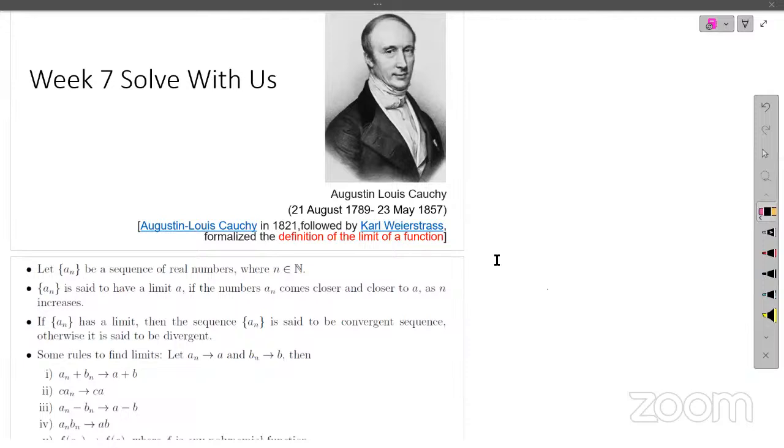Hello everyone, this is Vishal. In the last session, I heard that you guys are facing some issues. Can you elaborate on that? What is the issue that you're facing in Maths 1?